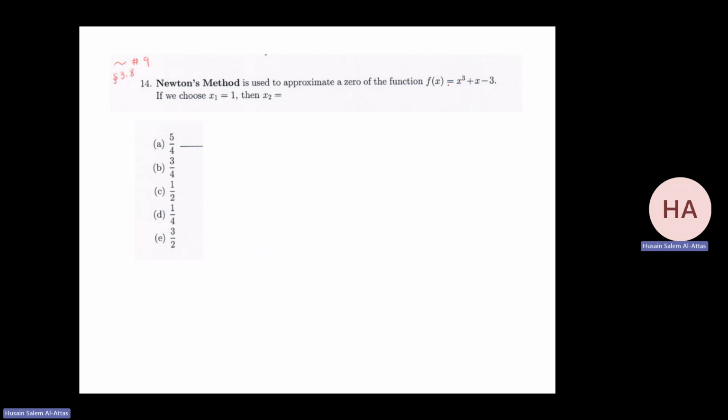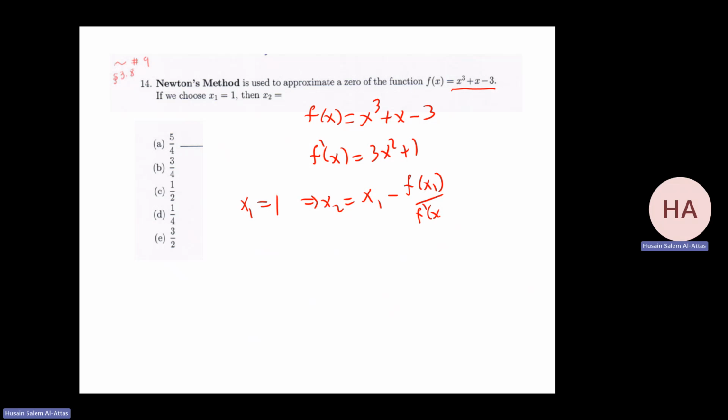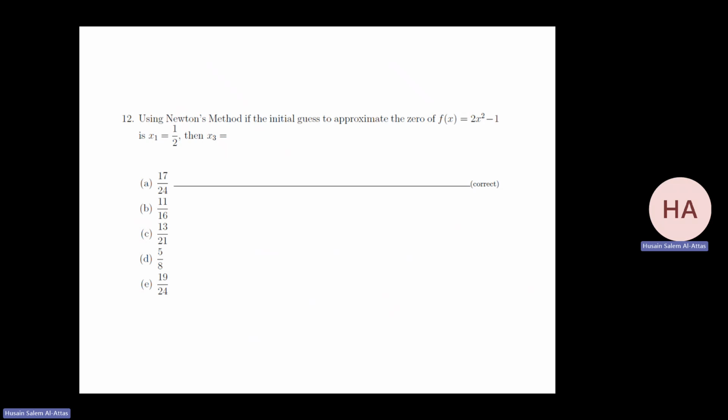The zeros of this. So my f of x is x cubed plus x minus 3. What will be f prime? 3x squared plus 1. I have x1 equal 1. So x2 will be x1 minus f of x1 over f prime of x1. That will be 1 minus f of 1. 1 plus 1, that will be minus 1. 2 minus 3. Here I have 3 plus 1 over 4. So I have 1 plus 1 over 4. 1 is 4 over 4, so that will be 5 over 4. That's it.